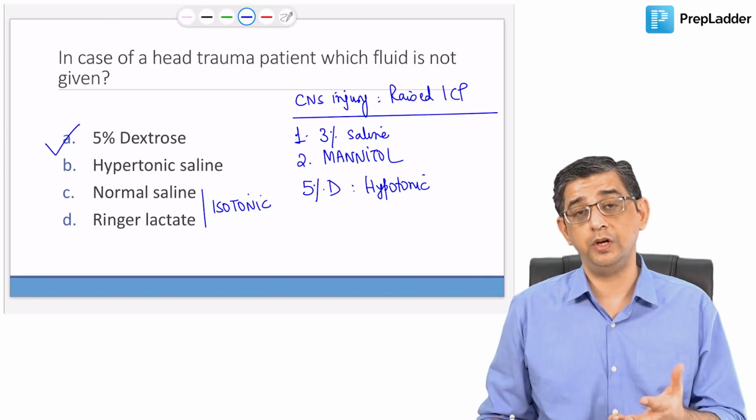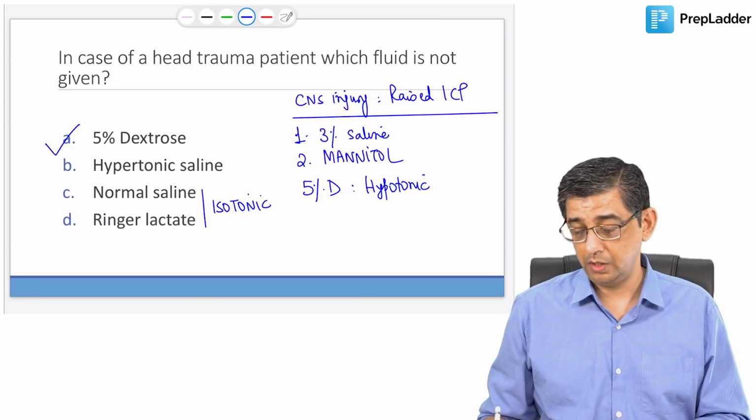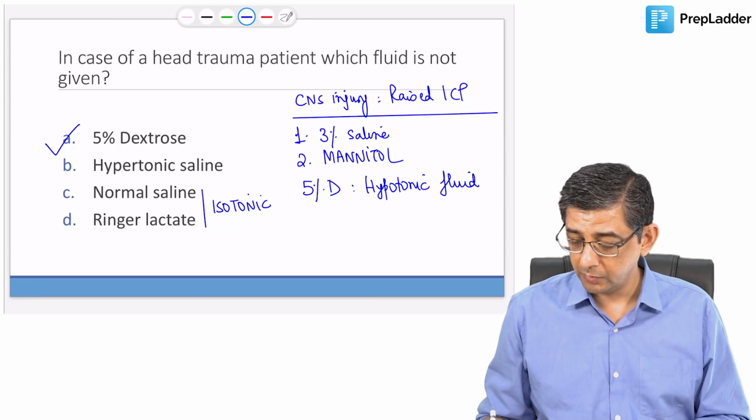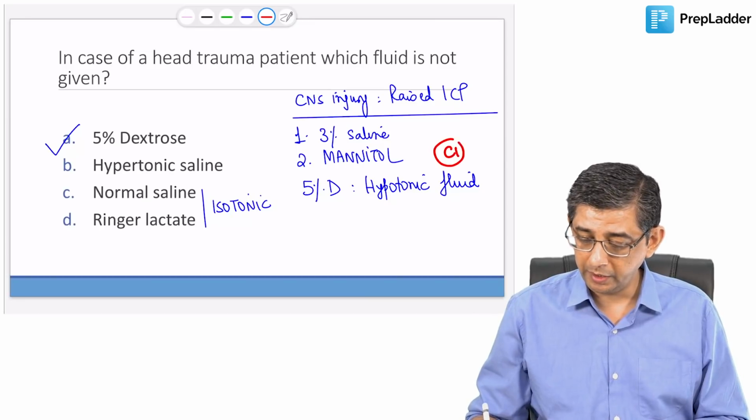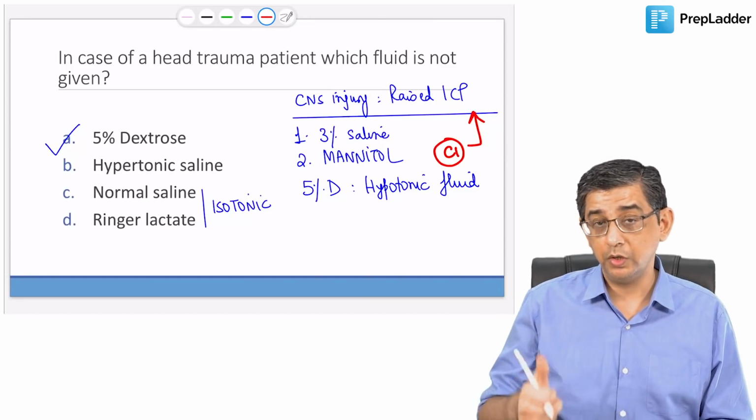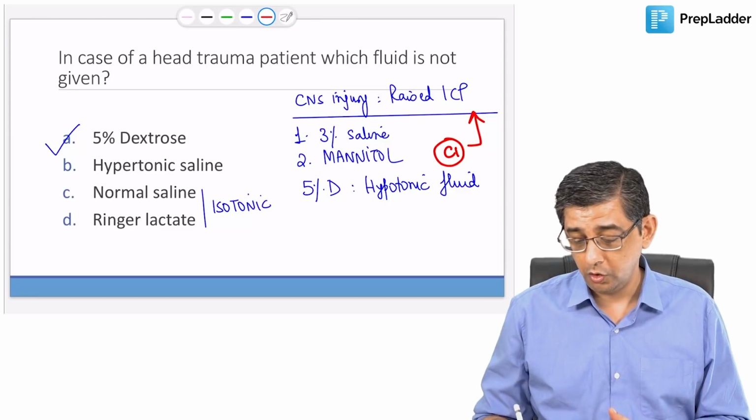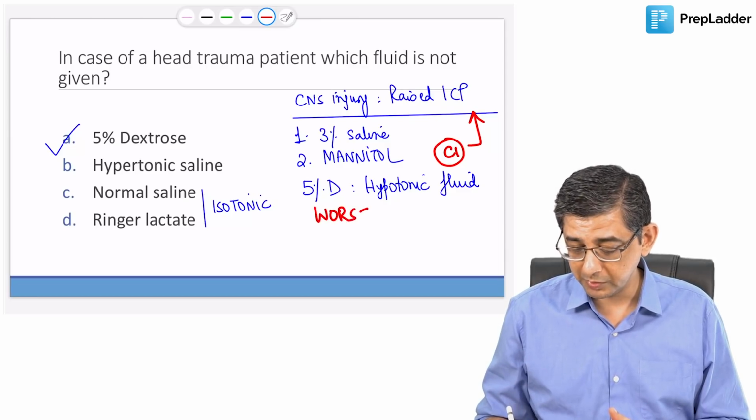It's going to contribute to an increase in the brain swelling. Hypotonic fluids are absolutely contraindicated in a patient with raised ICP. If you do that, it's going to cause worsening of the cerebral edema component in this patient.